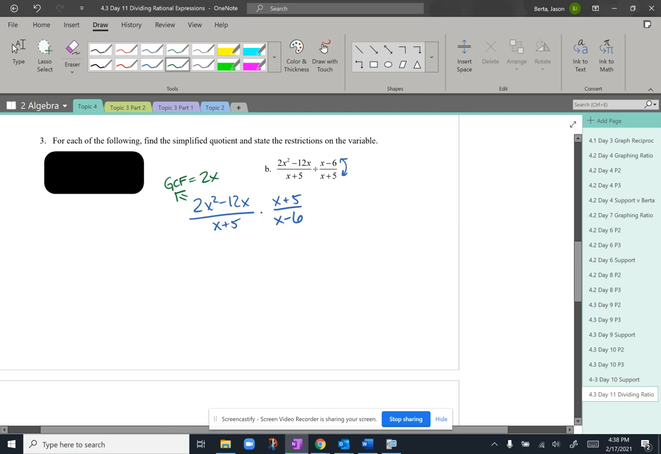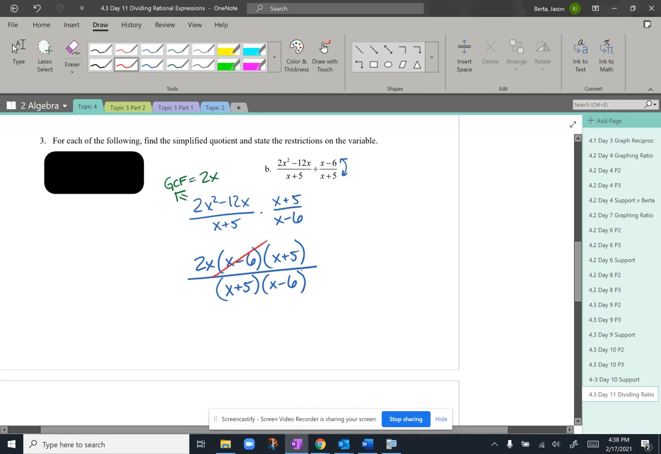of 2x that I can factor out from this very first term in the numerator. When I do that, I'm left with x minus 6. I've got still in the numerator the x plus 5. Moving on to the denominator, there's nothing else I can do to factor these two. So I just rewrite them.